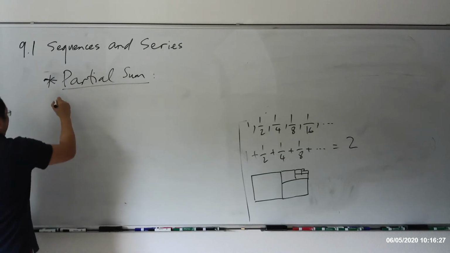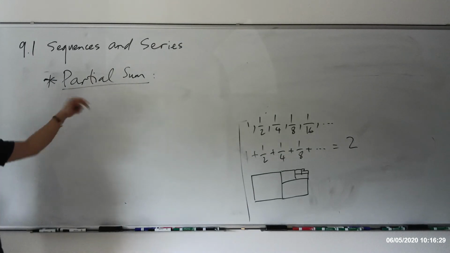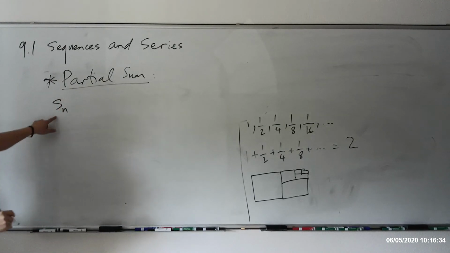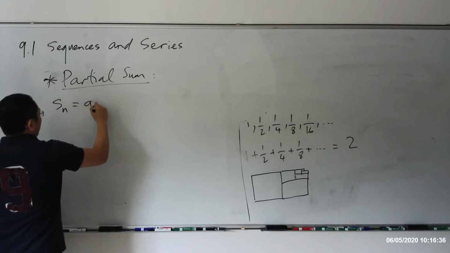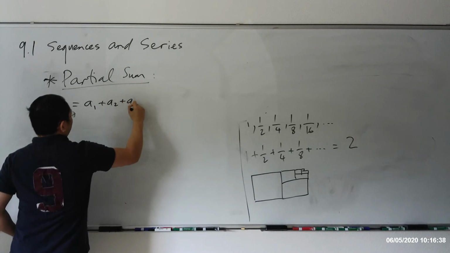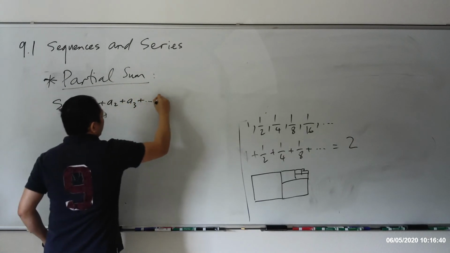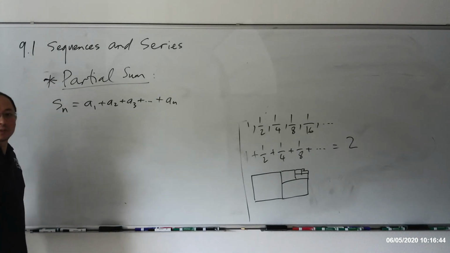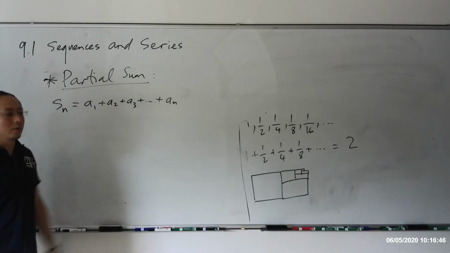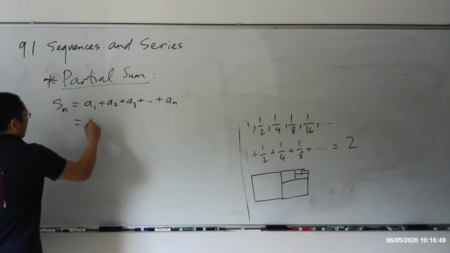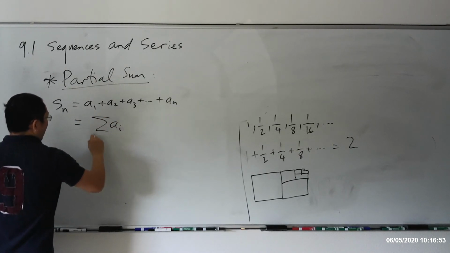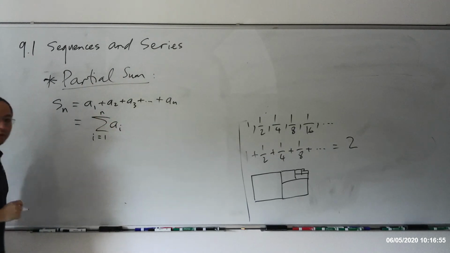But if we recall that S is the sum of all the terms, for partial sums we're going to put a subscript n right here. Sn means A1 plus A2 plus A3 and so on up to An. So this is the sum of the first n terms: 1, 2, 3, 4, all the way to n. And using summation notation, it's going to be the sum of Ai, i running from 1 to n.